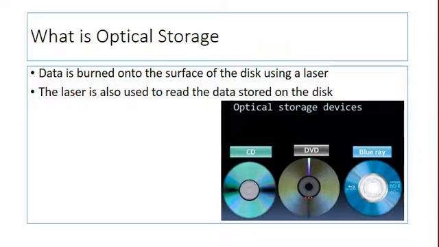So optical storage is a medium which has been around for a long time. There's three examples you can see on the screen at the moment: a CD, a DVD and a Blu-ray. But optical storage was used a long time before CDs came along. The idea with optical storage is that data is burned onto the surface of a disk using a laser, and on the disk there is a very fine dye that can be used to record what's been scanned by the laser, obviously ones and zeros ultimately.